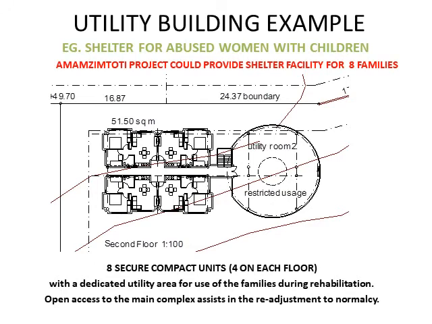This would be a 2-story building. There'd be 8 units, 4 on each level, and each floor would have a utility room. At the top level, which is a more private area, that utility room could be restricted for the usage of the families that are in shelter, and the one below could be similar but used for the general people that are owners within the complex. So this would be a dedicated utility for use of families during this rehabilitation period, and open access from here to the main complex where there's normal life going on. This all assists in the readjustment of those people into a situation of normalcy.